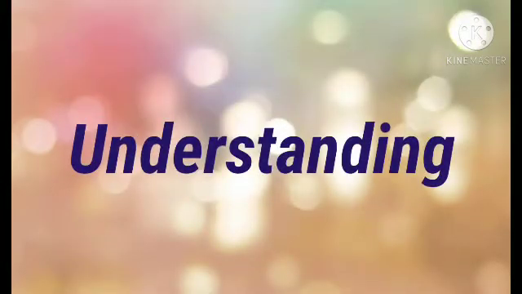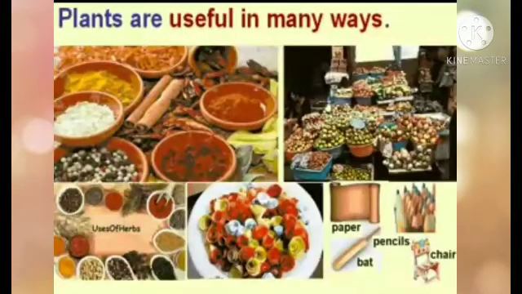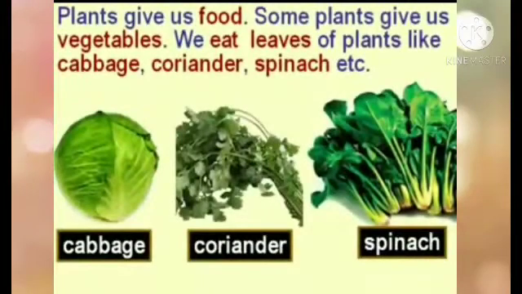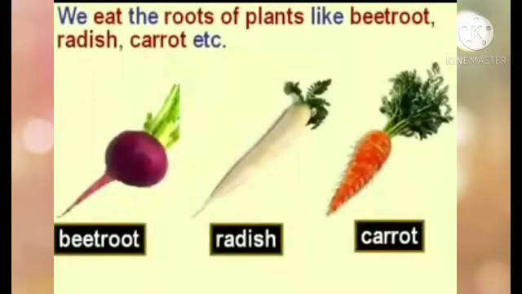Let's start with understanding. The different parts of plants are useful to us in many ways. Plants give us food. Some plants give us vegetables. We eat leaves of plants like cabbage, coriander, spinach and so on. We eat the roots of plants like beetroot, radish and carrot.